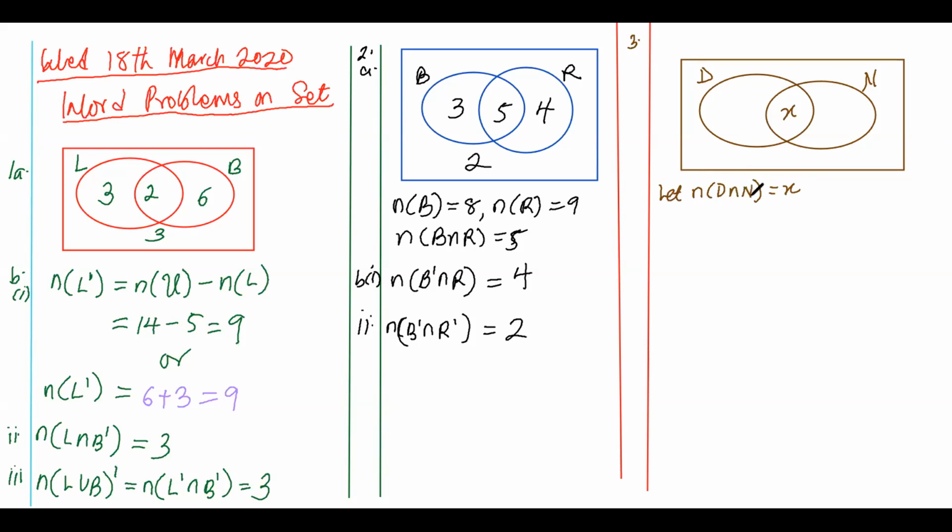Okay, so the number of elements, remember this n means cardinality, and that means number of elements. So number of elements in this intersect is x. So with that, then the day shift, everything was 47. So what about this region alone? What would that be? 47 minus x.